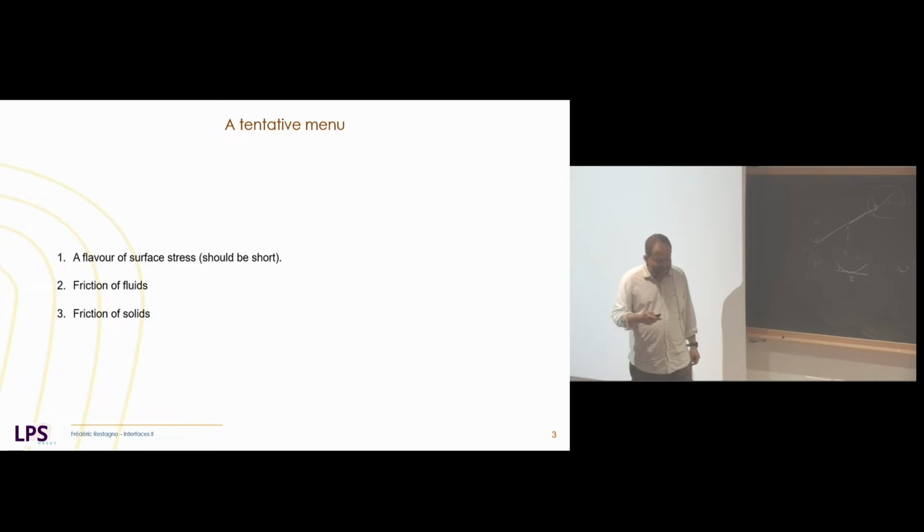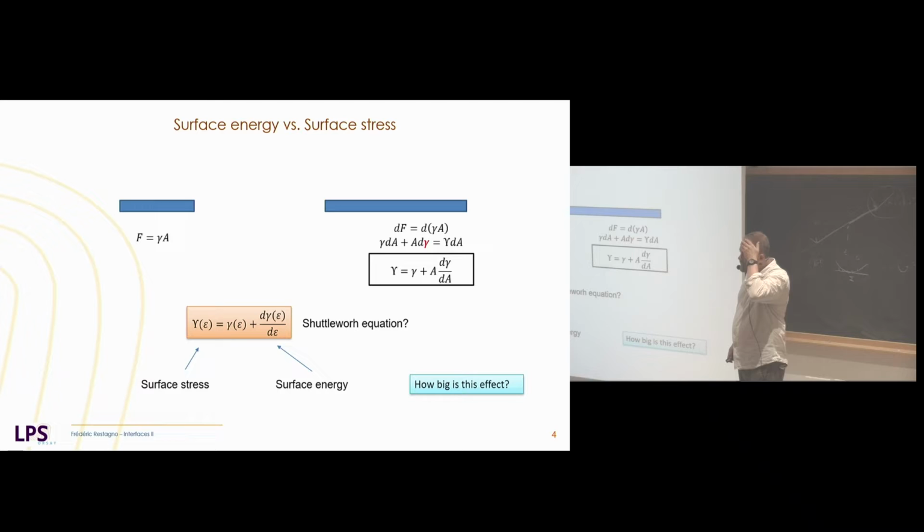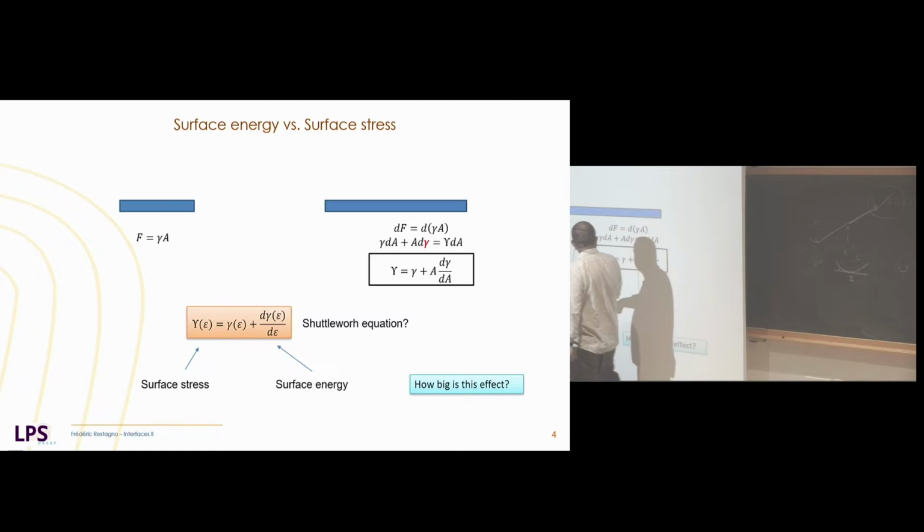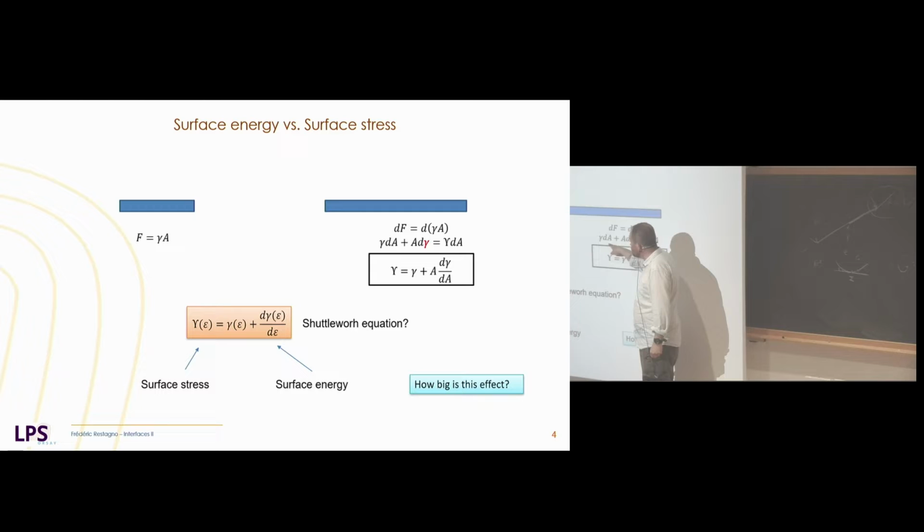Well, what is surface stress? It is an important idea. Up to now, what we have said is that if we have a surface like that, the free energy is proportional to the surface tension times the area. And the question is, what is the force that we will measure when we pull on that? Up to now, we have said that the force we measure when we pull on the surface is simply the surface tension. But if we take the derivative of this equation with respect to a displacement, what will we have? First, we have the term we always have, which is gamma times the change of area, but there should also be A times the change in gamma.